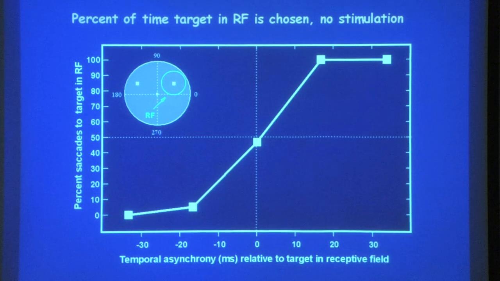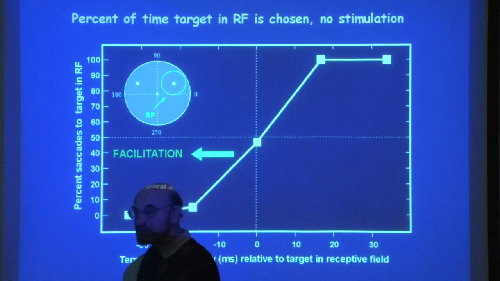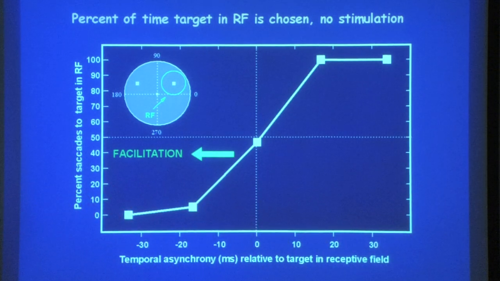Now we're going to add the electrical stimulation and ask the question, can we shift the curve to the left? If you shift it to the left, that means that the electrical stimulation facilitated the choice. And if you shift to the right, it means that it caused interference. It lessened the chances of the monkey making a saccade into that area, meaning the stimulation created inhibition.